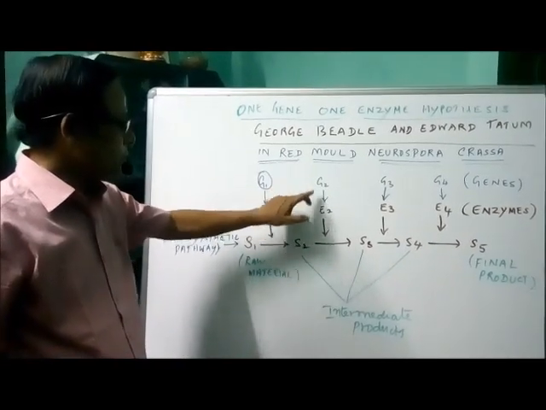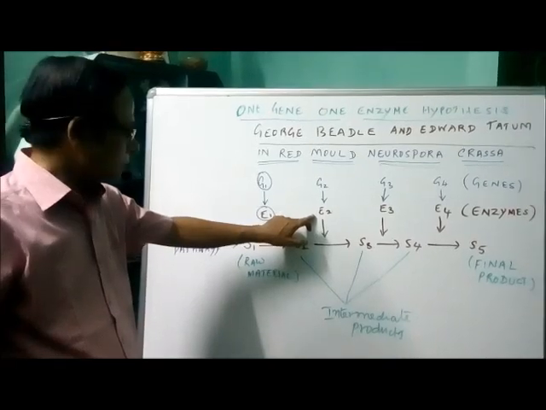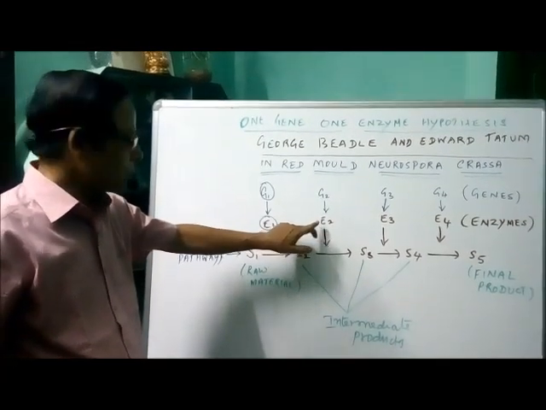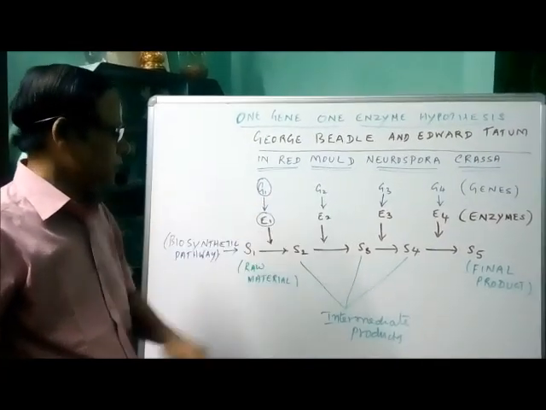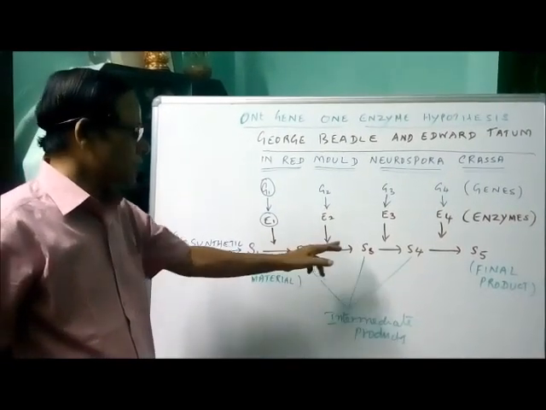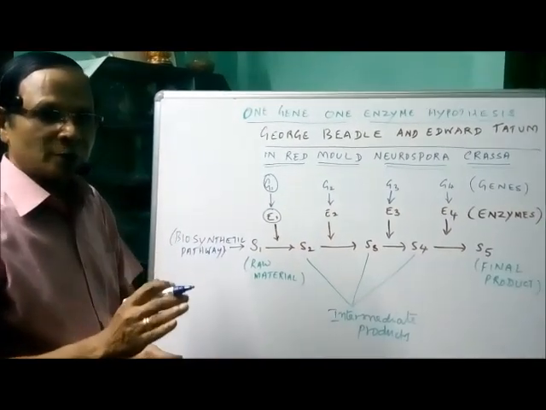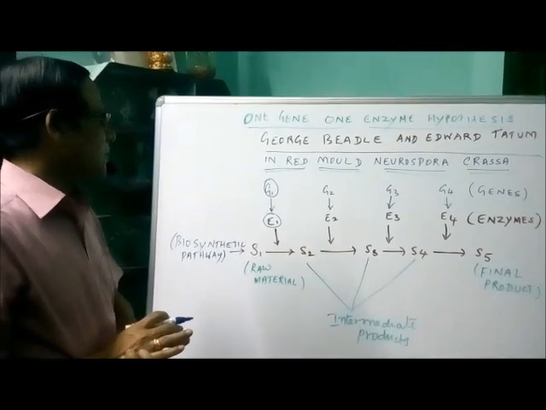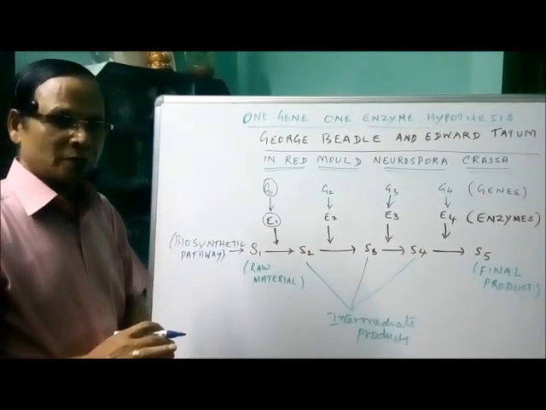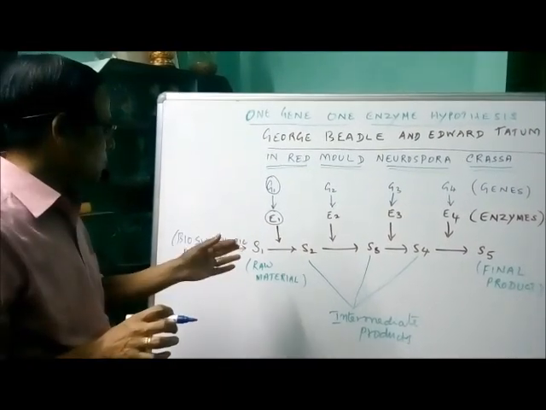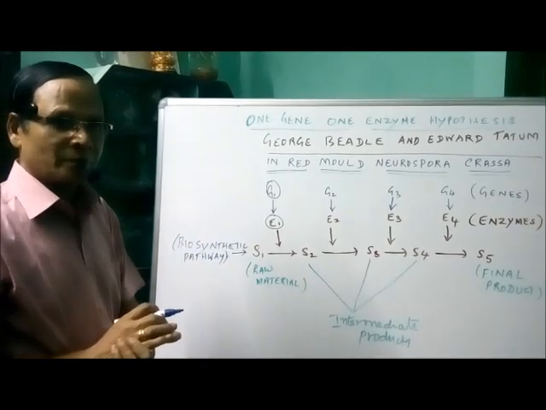Likewise, the gene G2 is responsible for the production of E2. So its production is under the control of G2. So S2 gets converted to S3. Likewise, each step is catalyzed. This is called the one gene, one enzyme hypothesis. A single gene controls the production of a particular enzyme.